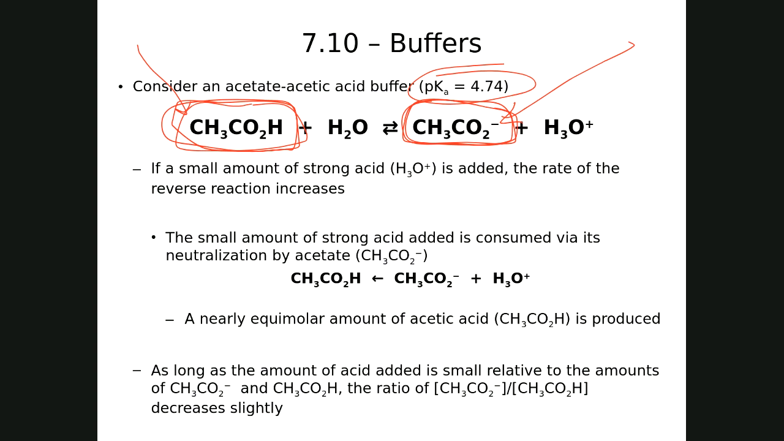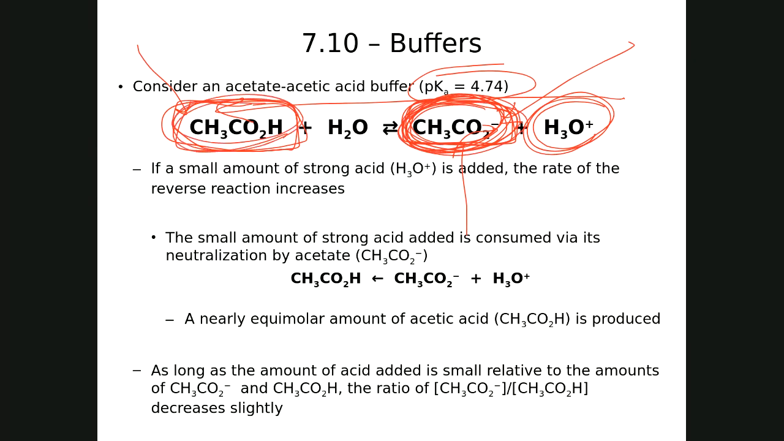If you add a small amount of strong acid, what happens is that small amount of strong acid is going to be consumed by the acetate. So now the H3O+ has increased, and the acetate picks up some of that H3O+ that was added from an external source. So the equilibrium is going to shift to the left. This is going to go down a little bit, and this is going to go up a little bit.